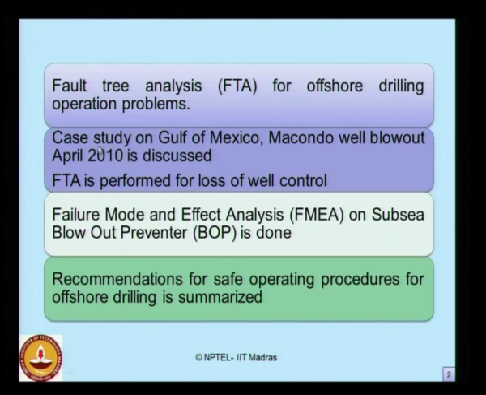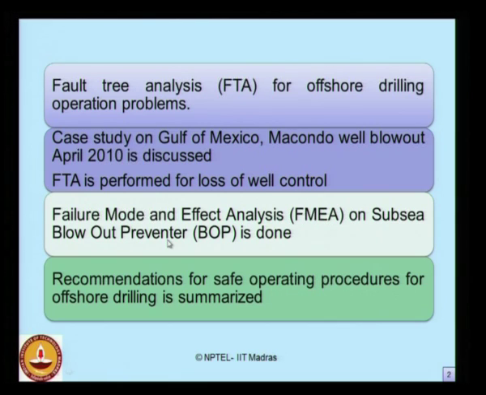I will discuss very quickly the case study on the Gulf of Mexico Macondo well blowout, which occurred in April 2010. I will show you how a fault tree analysis is performed for loss of well control for this specific accident scenario. I will also show you the next case study, where we will discuss failure mode and effect analysis, what we call FMEA, on the subsea blowout preventer.